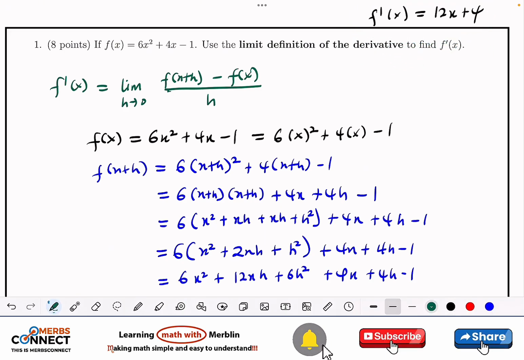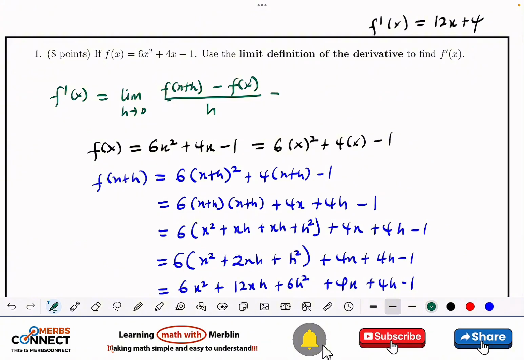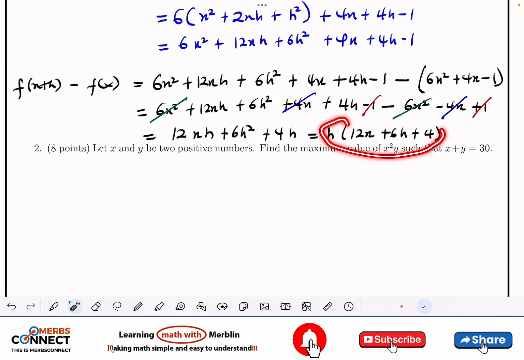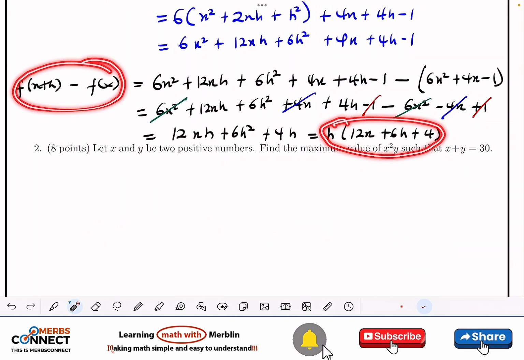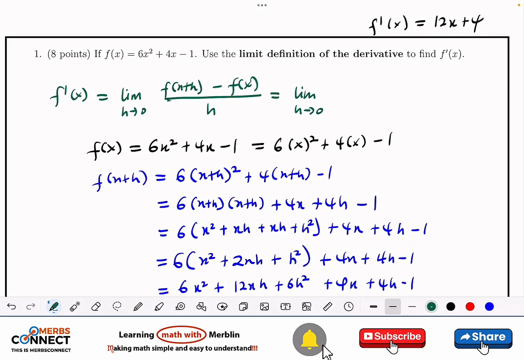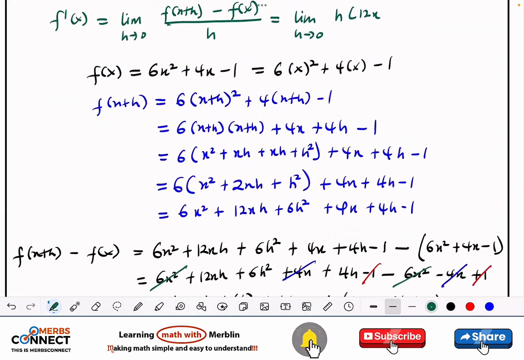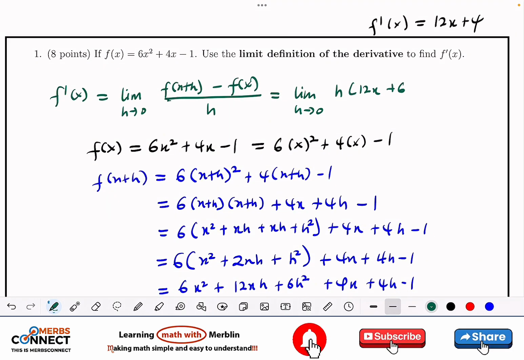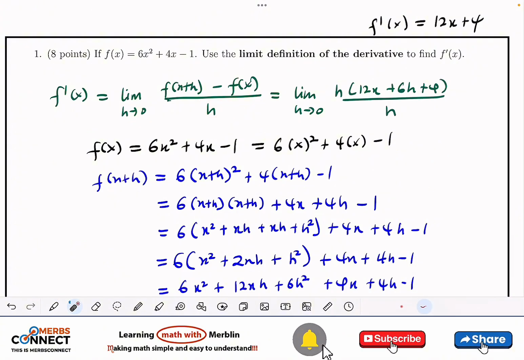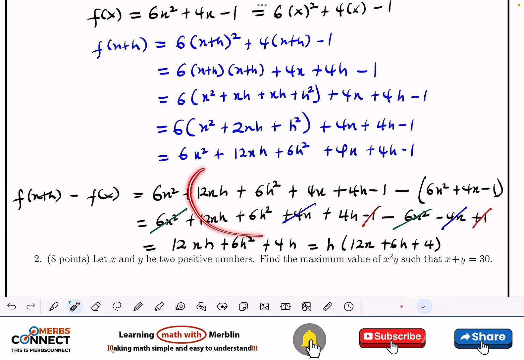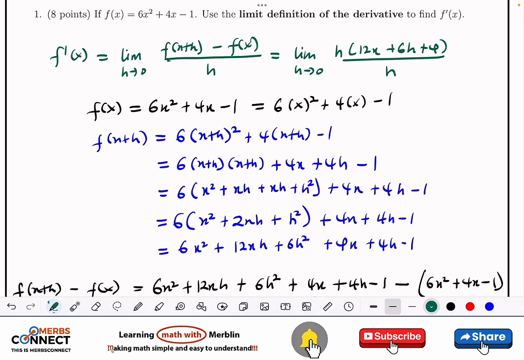So let's continue from here. We are going to have this one equal to the limit as h is approaching 0. Now everything here is equal to what we have here, right? Which is the same as this. So let's put it there. We had h times 12x plus 6h plus 4, then we divided by the h. So we divided by this h here, right? All this is just the hard work, all the things that we just need to go through.